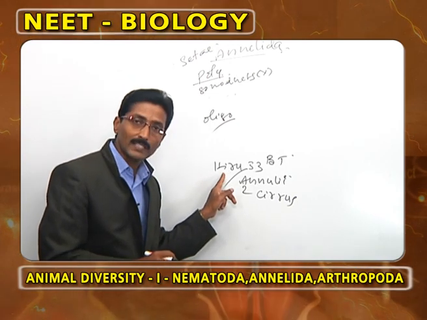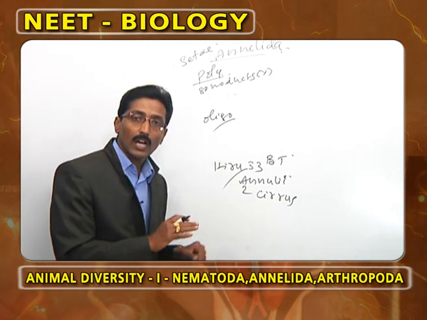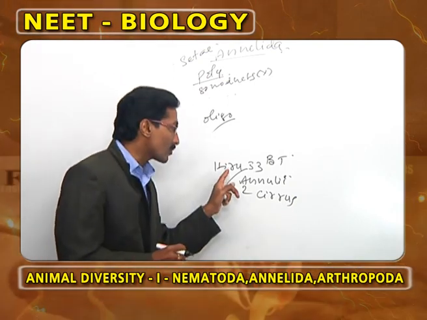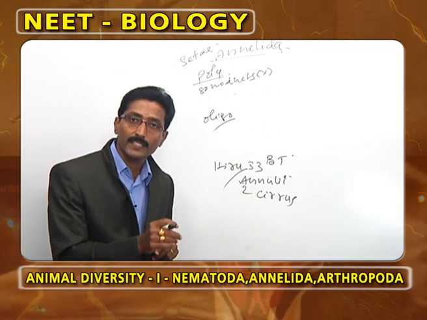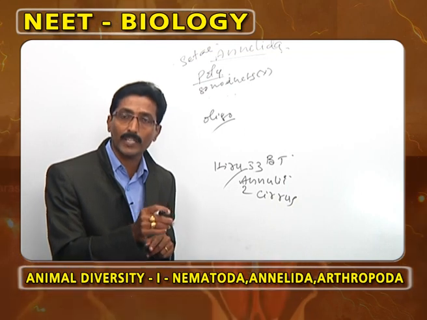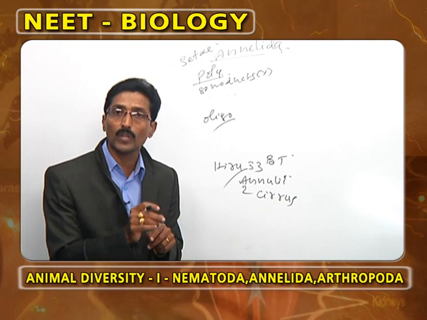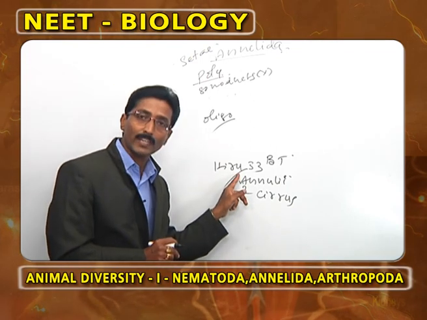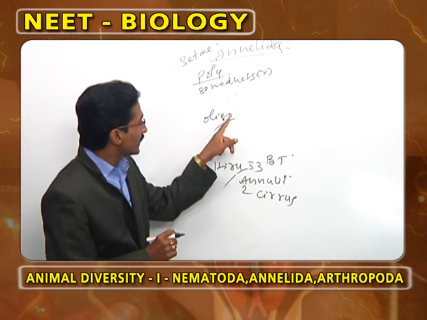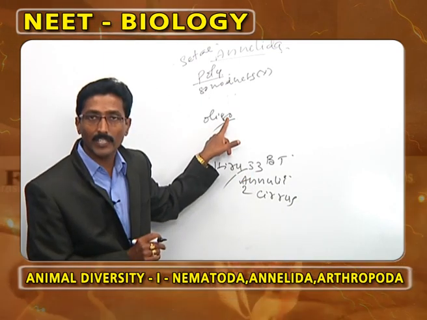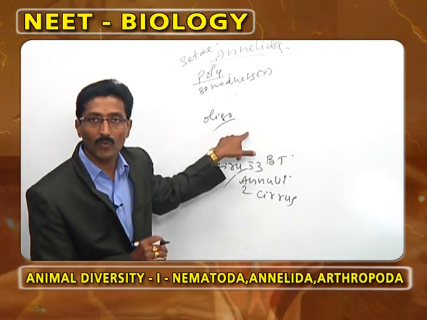Now in the class Hirudinea, all are carnivores. All are ectoparasites. In their saliva, what is present? An anticoagulant, which we call hirudin. As these animals suck the blood from the host, they are called sanguivorous. Here, one exception is in the Oligochaeta, Tubifex. Such an earthworm lives in fresh water.